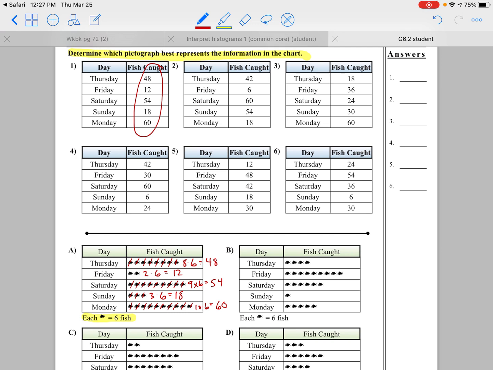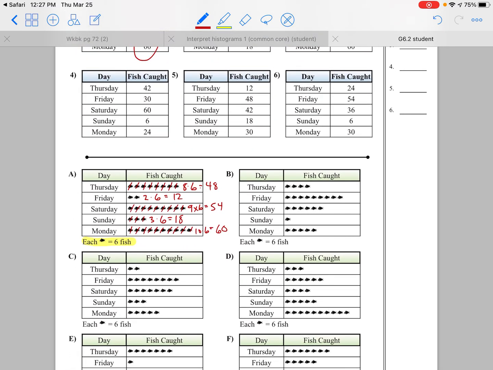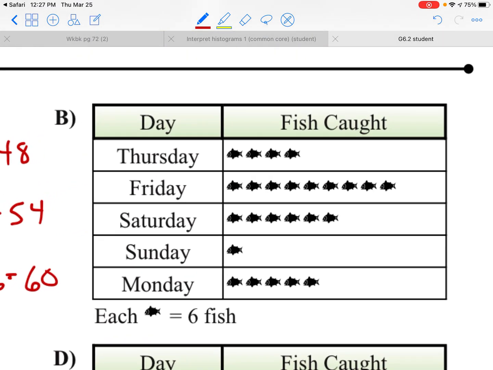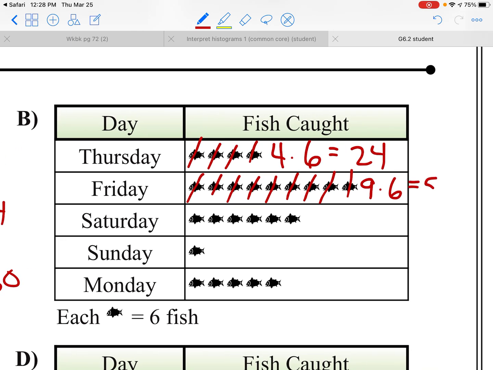We'll take a look right there. So number 1 is A. Hope letter B doesn't go to 2, but we'll have to see here. They reach a scale of 6. So 1, 2, 3, 4. 4 times 6 gives me 24. 1, 2, 3, 4, 5, 6, 7, 8, 9. 9 times 6 gives me 54.